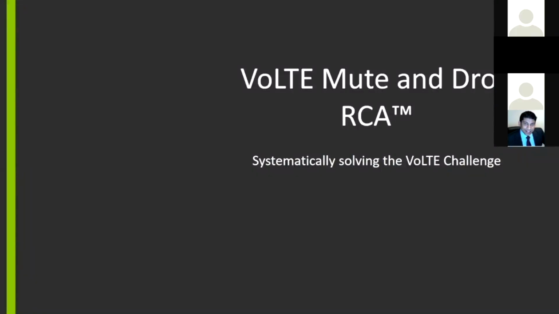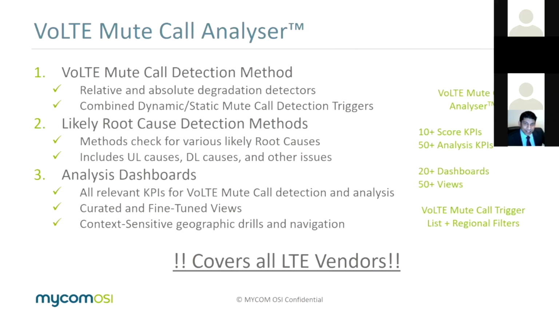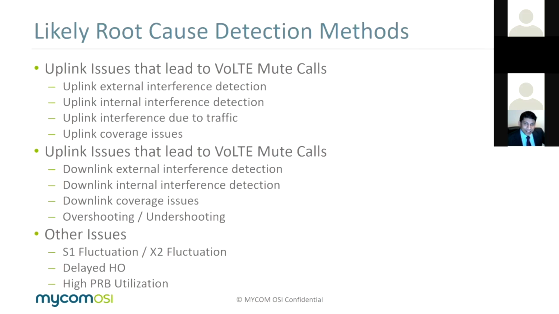And that's where I want to move next, to address systematically solving the VoLTE challenge for mute and drop call RCA. As you can see, we cover all vendors in order to identify the VoLTE mute calls. We provide off-the-shelf analysis dashboards, which also include all the root causes such as uplink and downlink causes, as well as the PRB utilization and the capacity-related information. These are some subsets of the root cause detection methods that we use in order to identify what the problem is automatically.